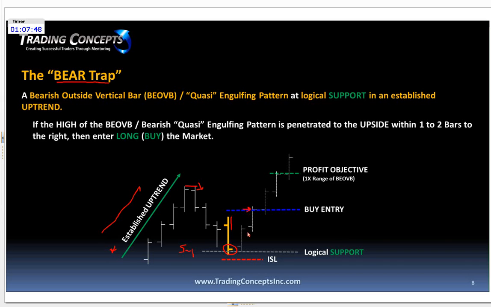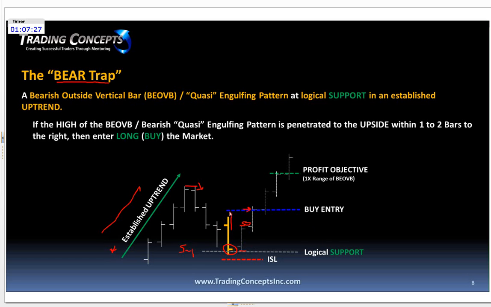Now, you might be saying, well, what about that inside? Well, you've got an inside pattern here. I'd be buying through that high, but we're talking about the bear trap. I call it the bear trap. So again, it's occurring at a logical support level in an established uptrend, where I would normally be looking for a bullish outside vertical bar, a bullish engulfing pattern, but instead of getting a bullish pattern, it's actually bearish.